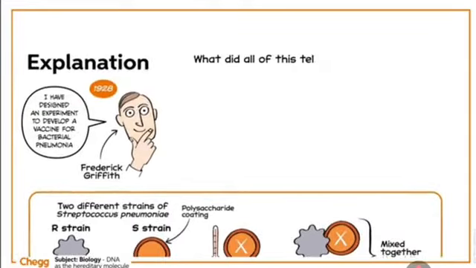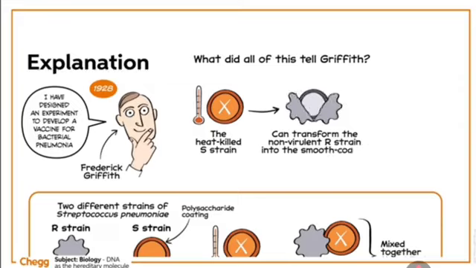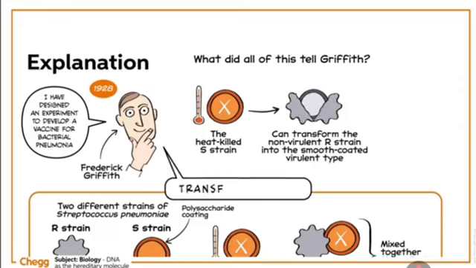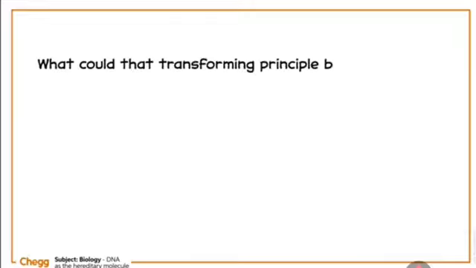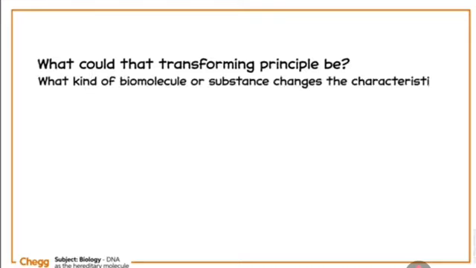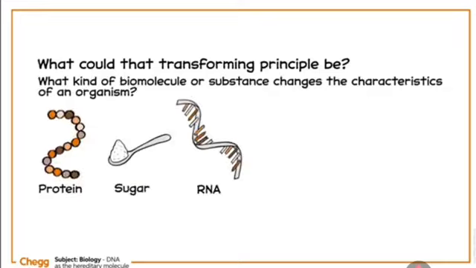What did all of this tell Griffith? Clearly, the heat-killed S strain can transform the non-virulent R strain into the smooth-coated virulent type. Griffith named the process transformation. A transforming principle, he said, is transferred to harmless bacteria to make them deadly. The question remained, what could that transforming principle be? What kind of biomolecule or substance changes the characteristics of an organism? A protein? A sugar? RNA?